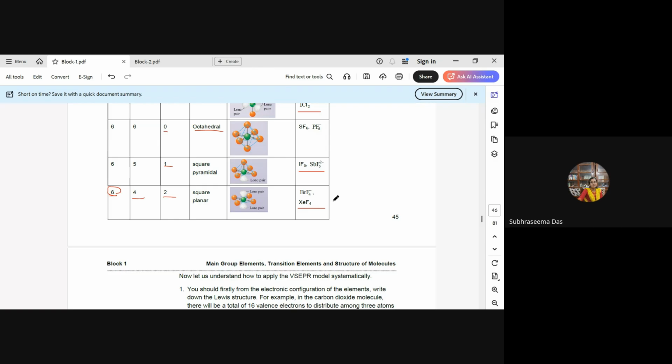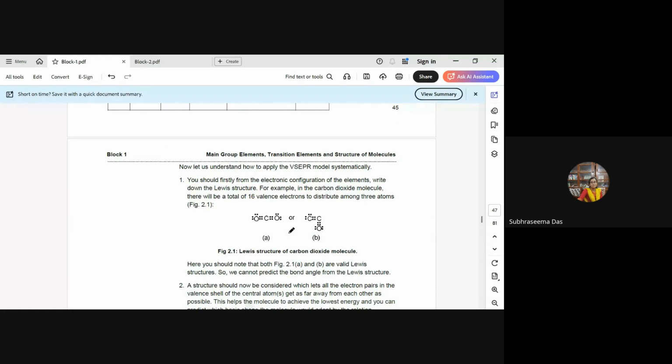So this is how the VSEPR theory talks about the importance of the mutual electronic interactions which predict the geometry of the molecule. Now we should understand how we can apply the VSEPR model systematically to understand the different shapes of molecules. First, to predict the geometry of a molecule, we will write the electronic configuration of the elements, or we will write the Lewis structure.